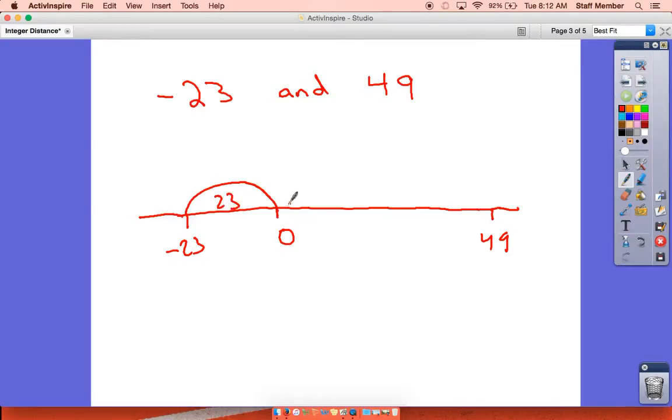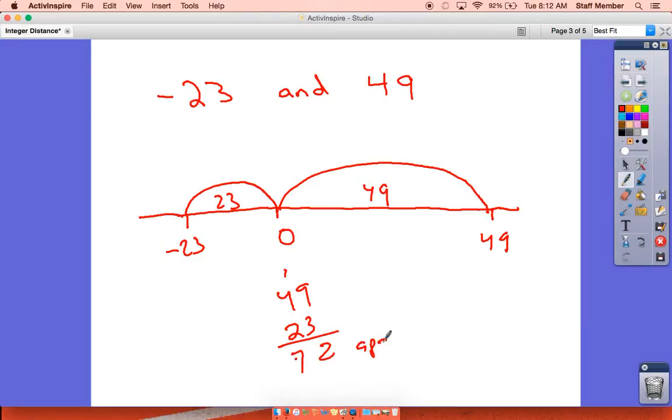That's 23 apart. It's really easy to go from 0 to 49. That's 49 apart. Put those two things together, and I get 72 apart. When you're crossing over the 0, it does make it pretty easy to count how far apart those two are.